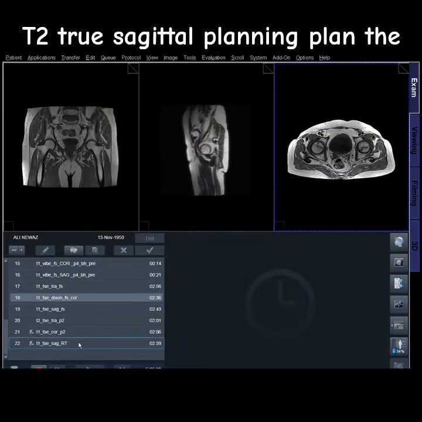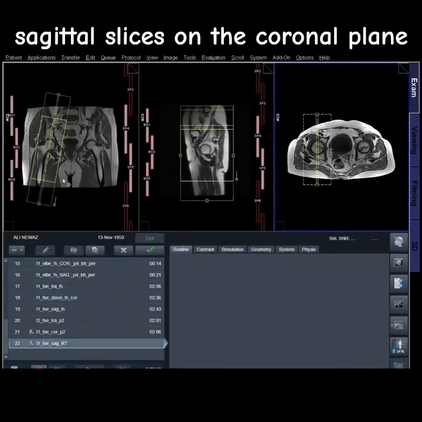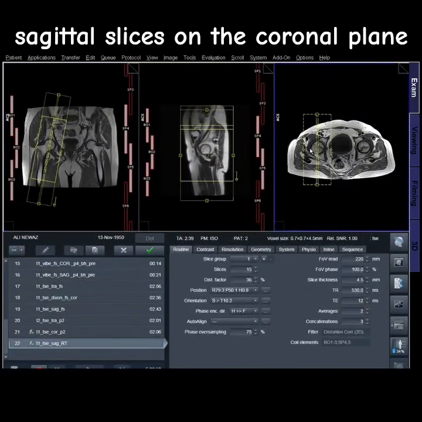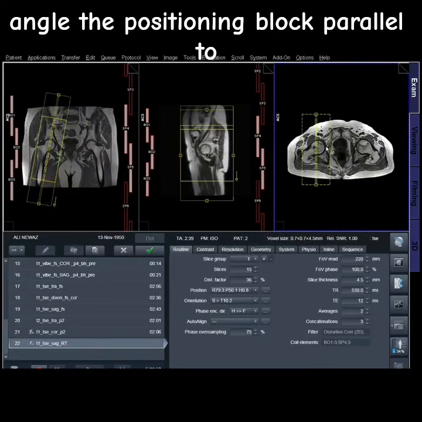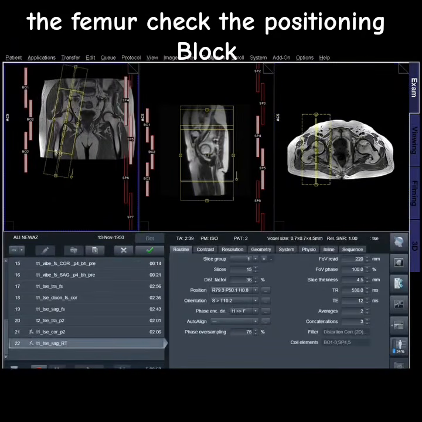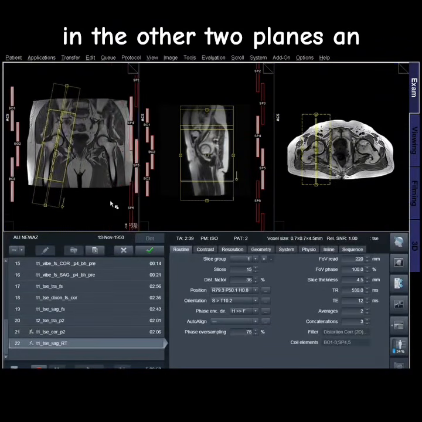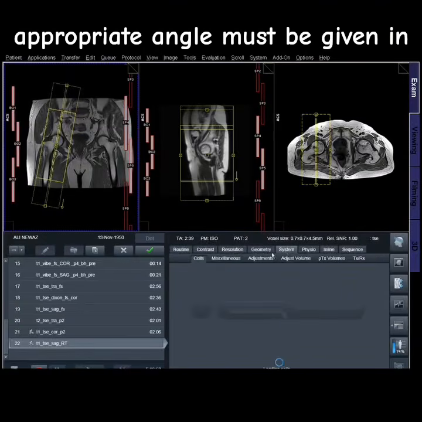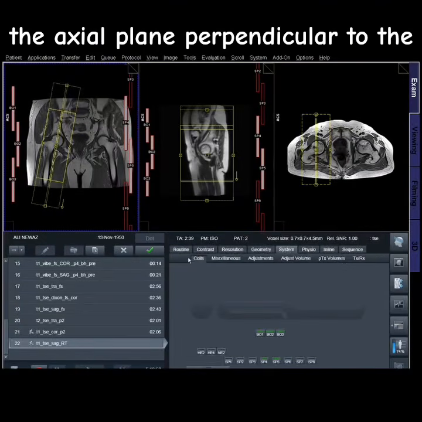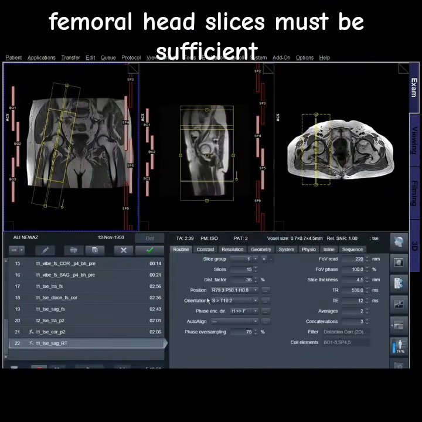T2 True Sagittal Planning. Plan the sagittal slices on the coronal plane. Angle the positioning block parallel to the femur. Check the positioning block in the other two planes. An appropriate angle must be given in the axial plane, perpendicular to the femoral head.